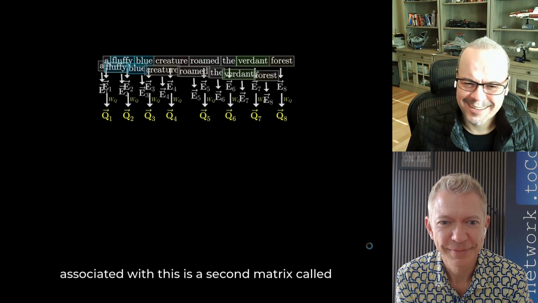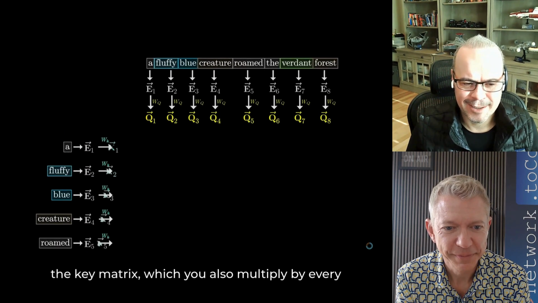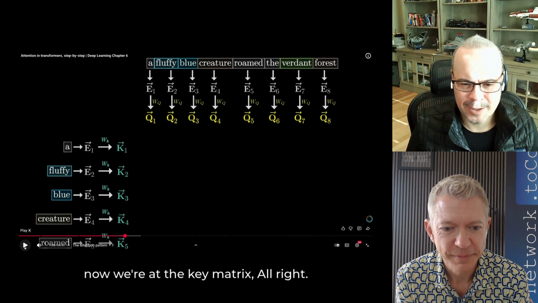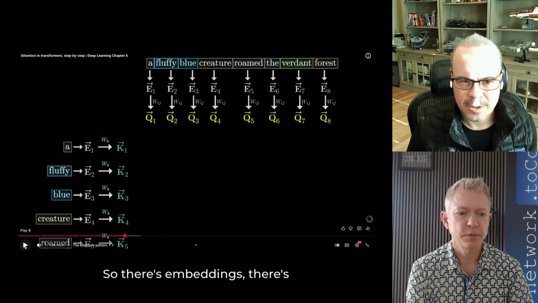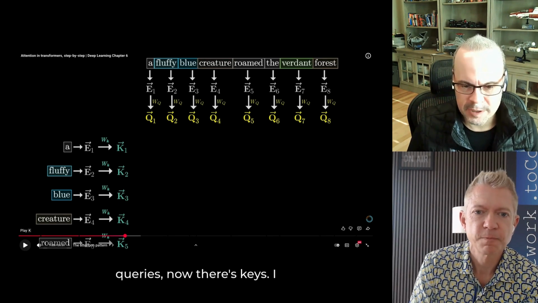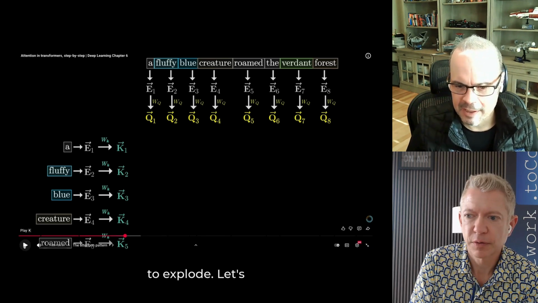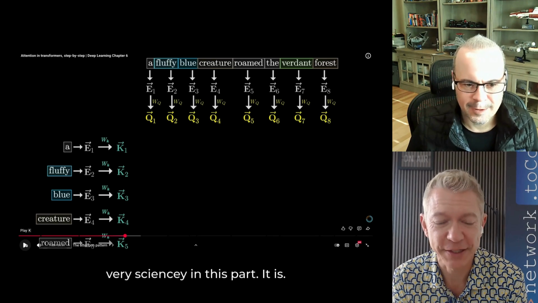At the same time, associated with this is a second matrix called the key matrix, which you also multiply by every one of the embeddings. This produces... Okay, now we're at the key matrix. All right. So there's embeddings, there's queries, now there's keys. Okay, I've got a couple more minutes left in my brain, then it's going to explode. This is getting very sciencey in this part.